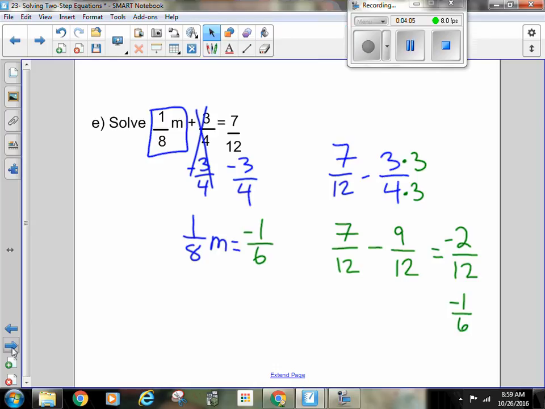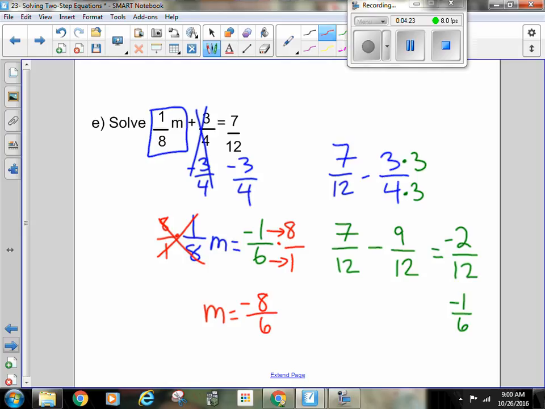All right. So now I need to either divide by 1/8, or the same thing as dividing by 1/8 is multiplying by the reciprocal. So that's going to cancel. And I'm going to multiply by the reciprocal on this side. We just multiply straight across, so we get negative 8/6. And we can go ahead and reduce that and make it into a mixed number. So let's reduce first. So we get negative 4/3, or negative 1 1/3. Ideally, you should make it into a mixed number.